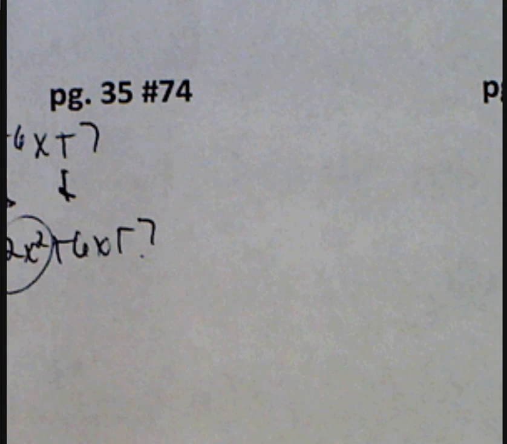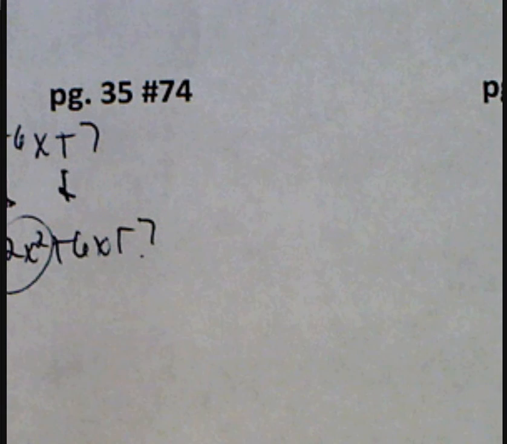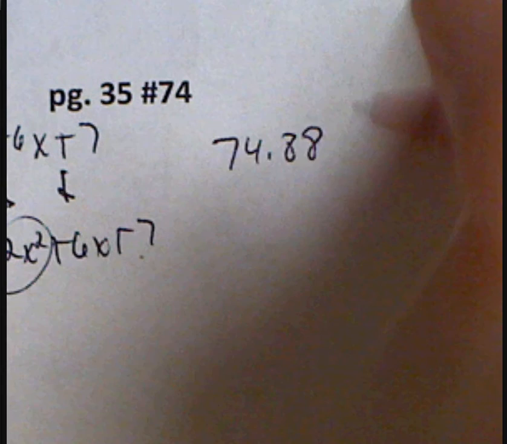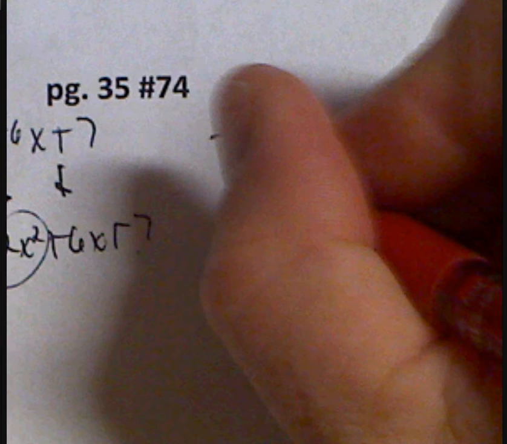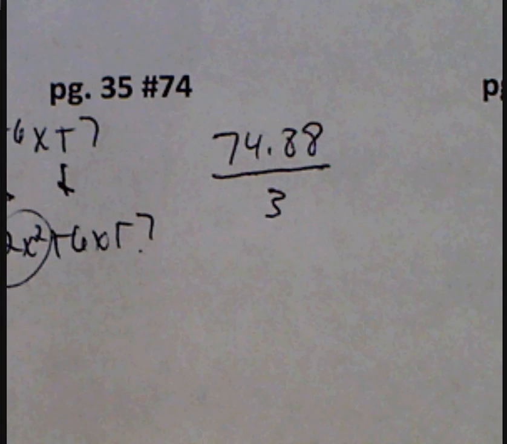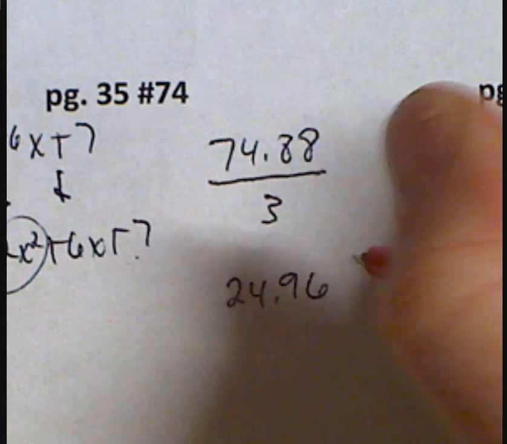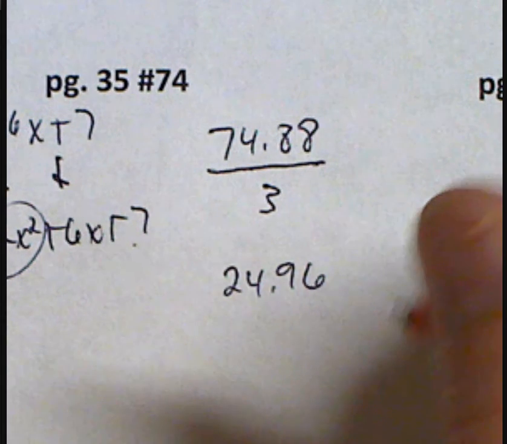Page 35, number 74. Beth paid $74.88 for 3 pairs of jeans. All pairs of jeans were the same, so I just need to divide this by 3 to find out how much each pair of jeans was. 74.88 divided by 3 gives me $24.96. So each pair of jeans was $24.96, which is F.